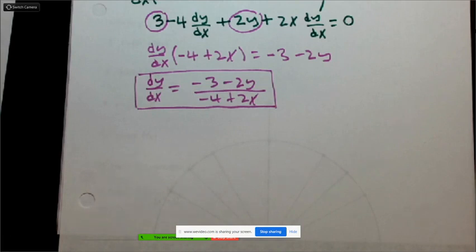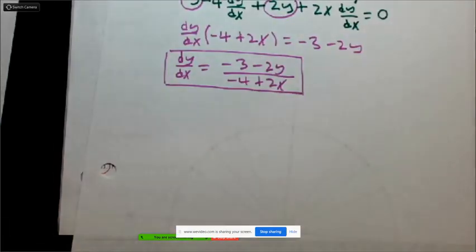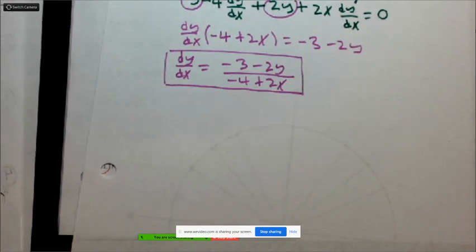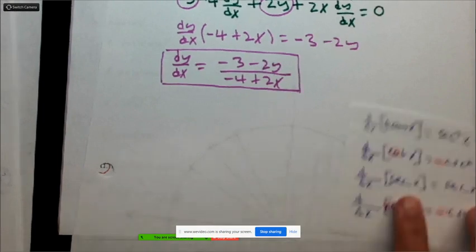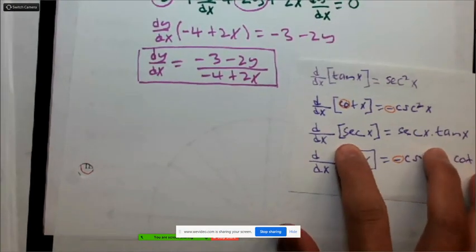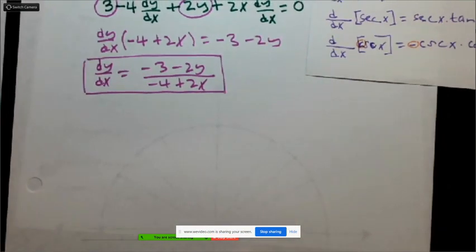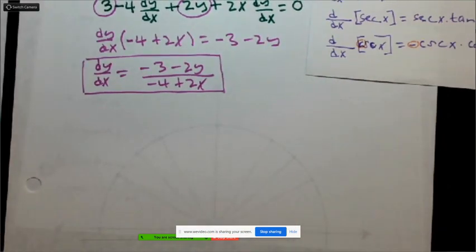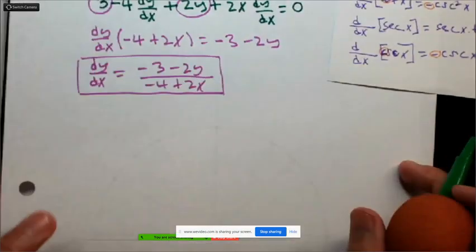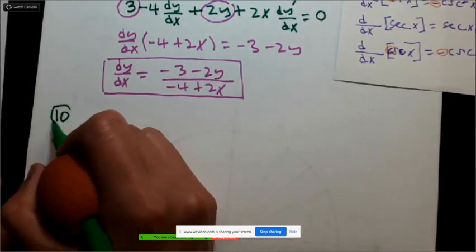All right, the next number was number 10. Everybody go to number 10. And if you're still struggling remembering the other 4 trig functions, go ahead and take it out. That's fine. If you need to practice, go ahead and use it. So we are on number 10, and number 10 says, take the derivative.